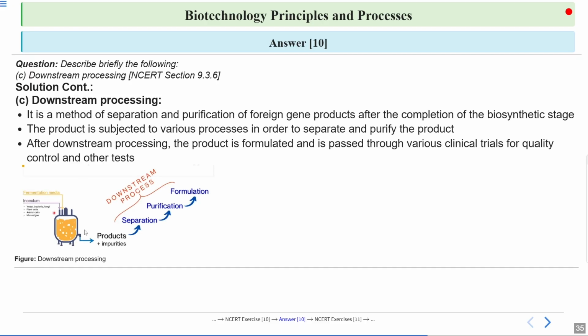So here you can see, you get the product, and with the product you have some impurities. The product and impurities get separated. Then there is purification of the product, and after that you get formulation. It means your product is totally free from any other type of contamination or impurities, and there you get the exact product that you want, the purified one.